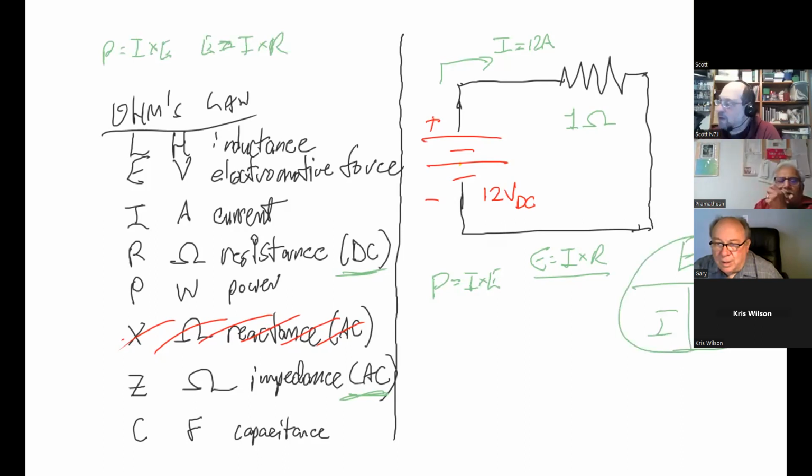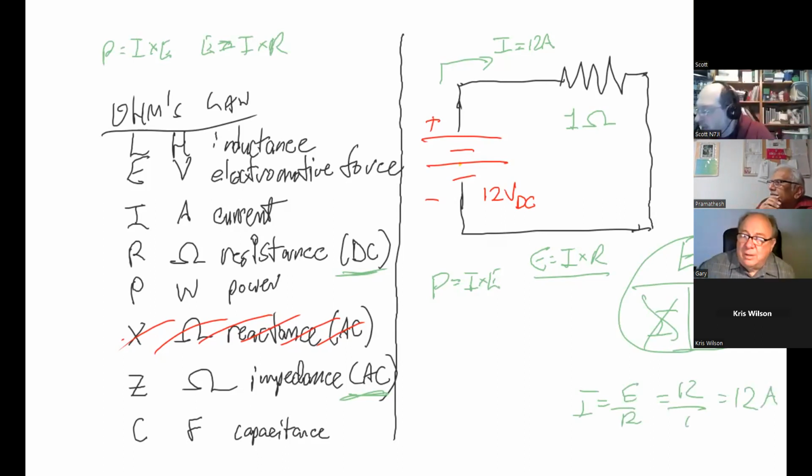E, I, R, like that. And in this case, we don't know the current. I is equal to E divided by R, which is 12 over 1, is 12 amps. Okay, so now what we're going to do is figure out what the power is that is being dissipated in the resistor.